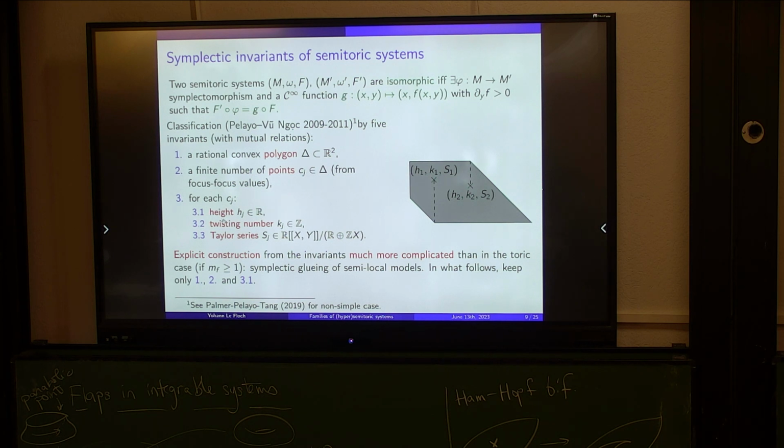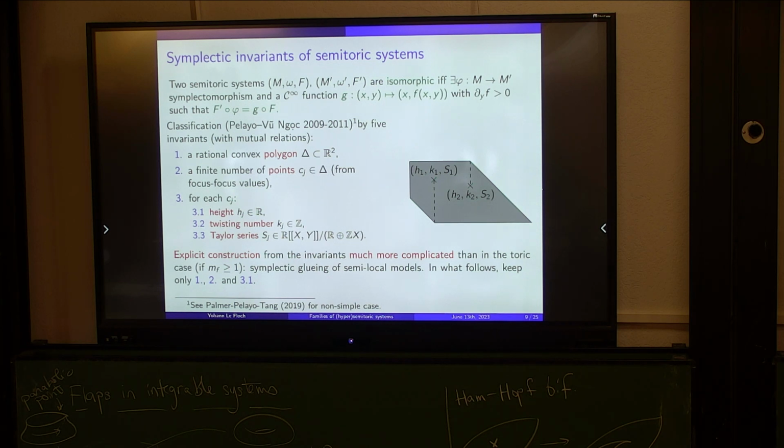The other ones I will not use, so I will not say much about them. One of them is a formal series in 2 variables describing the local singular dynamics near the singularity. The other one is an integer, which describes how some local momentum map sits with respect to the global momentum map used to construct the polygon, which I will tell you about in 1 minute. But again, we won't care about these two.